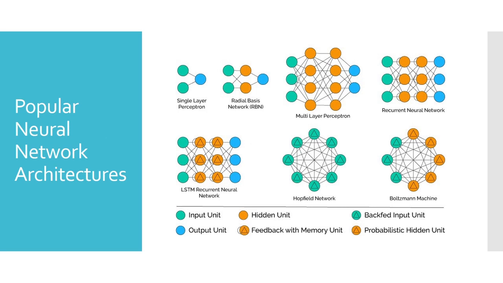There are different popular neural network architectures: single layer perceptron, radial basis network, multi-layer perceptron, recurrent neural network, LSTM recurrent neural network, Hopfield neural network, and Boltzmann machine. So this sums up the neural network, and the Caffe model will be covered by my friend Apramey. Thank you.